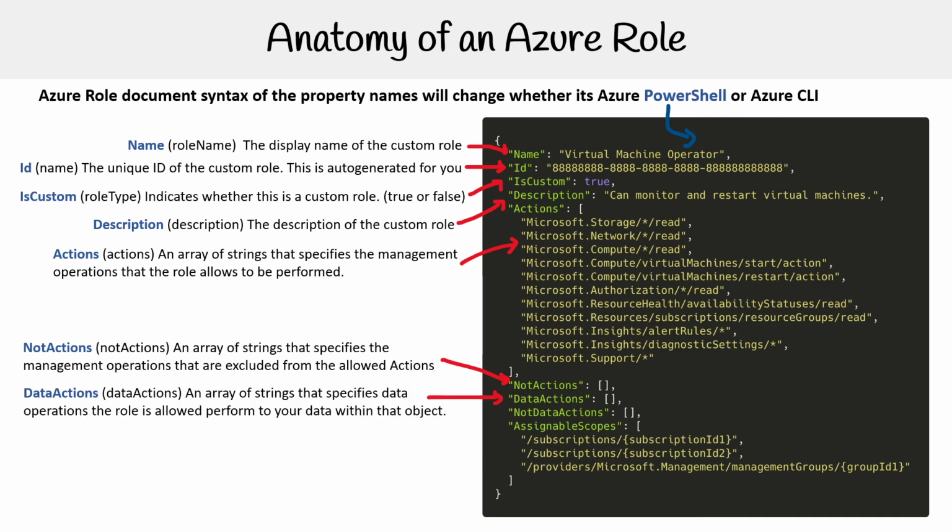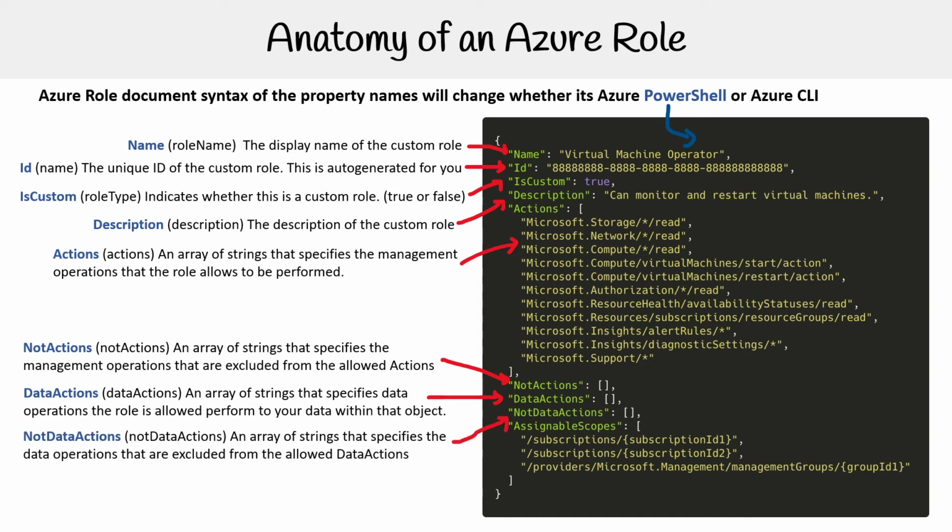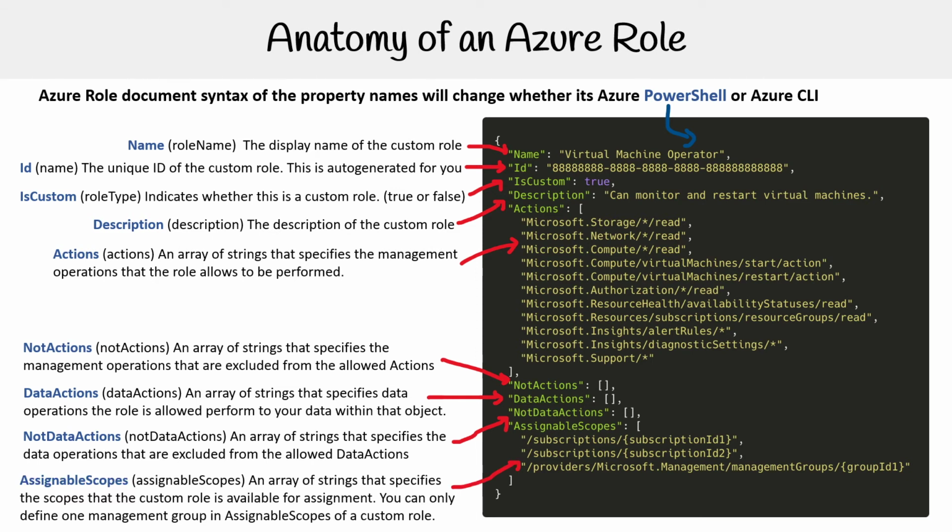Then you have data actions. This is an array of strings that specifies data operations that are allowed to be performed within the data within that object. And then you have not data actions, so things you're not allowed to do with data. And then assignable scopes. And this is an array of strings that specify the scope for the custom role. And you can only define one management group for assignable scopes for a custom role.